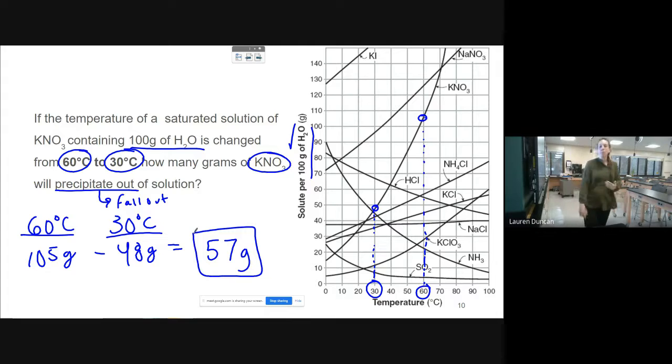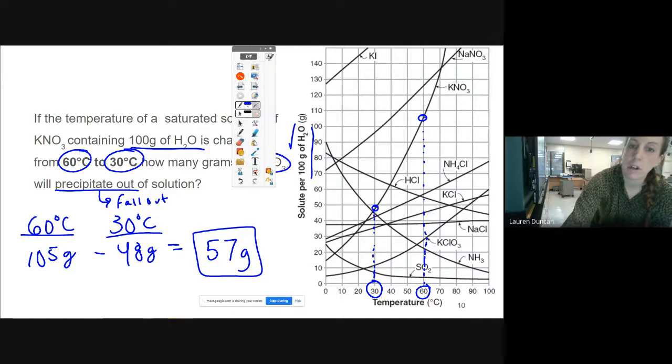Now, I approximated the mass that would dissolve at both of those temperatures, so you might get some variation there. But generally, figure out how much solute will dissolve at each temperature, and the difference between them as the solution is cooled is how much solute will precipitate or fall out of solution.